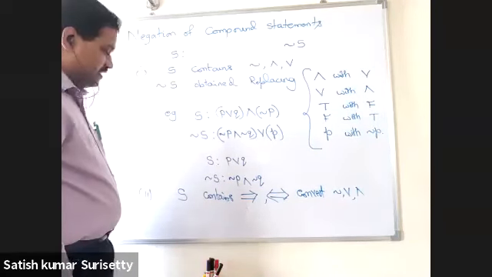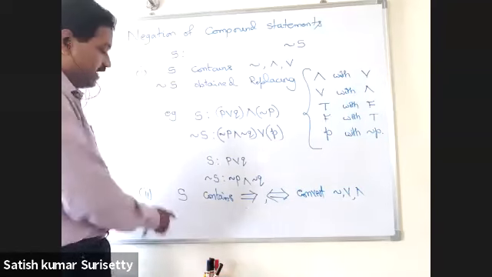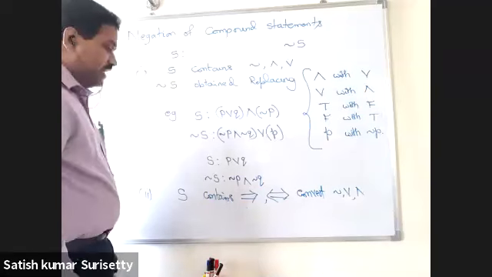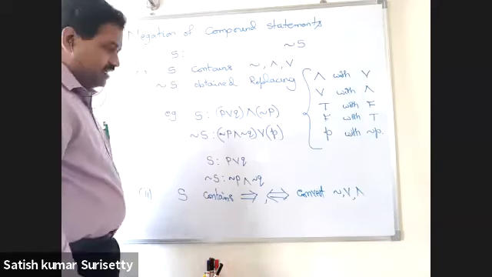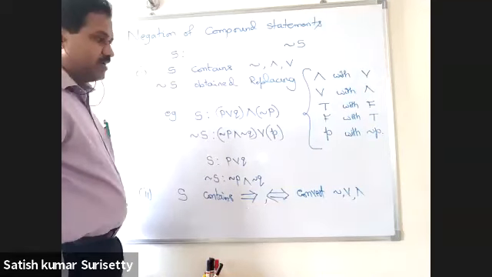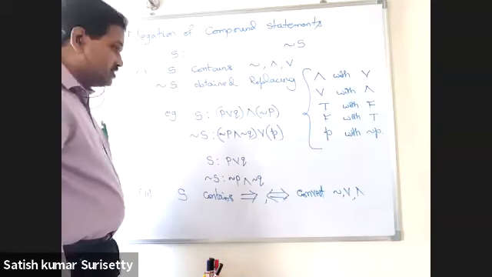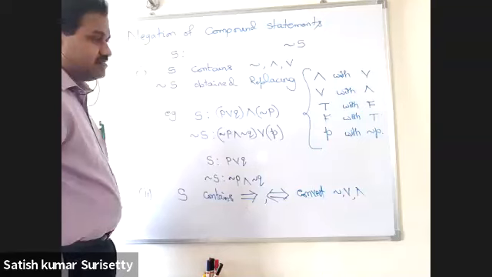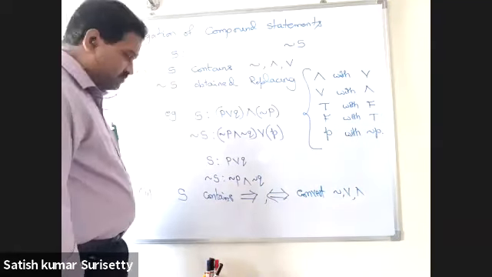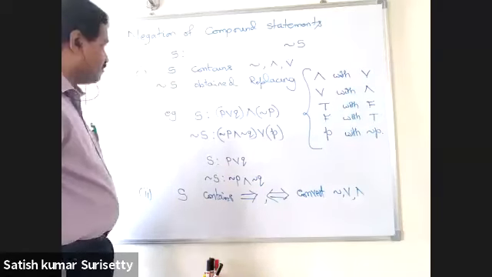Go through once again. If the compound statement S contains the implication or biimplication, conditional or biconditional, convert them using negation, or, and symbols, and then apply the previous property.